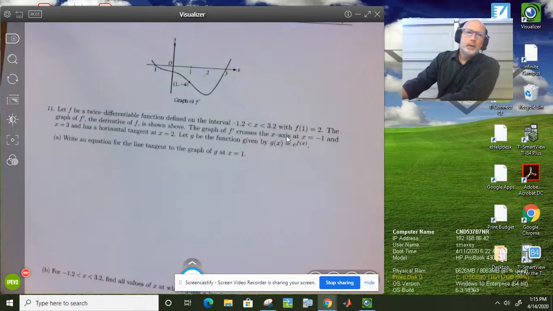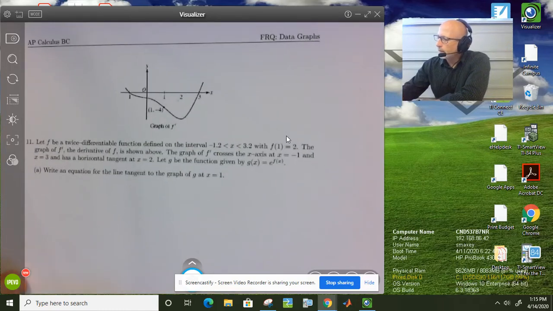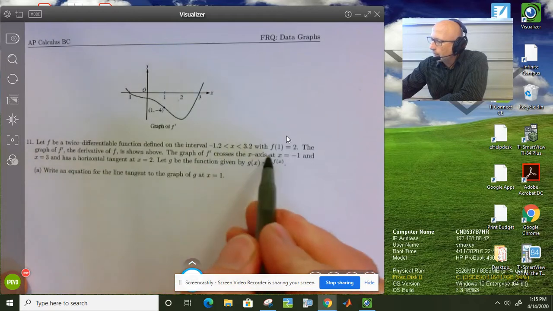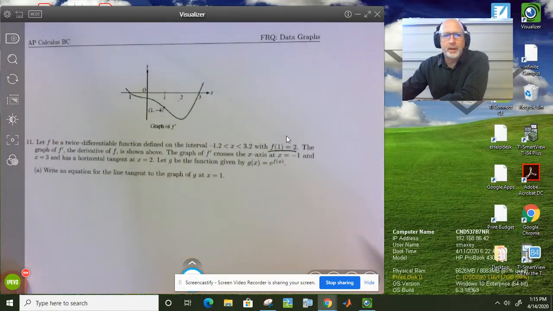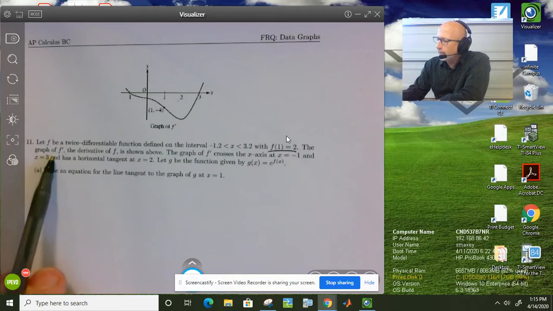Okay, and the last one. Let f be a twice differentiable function, so I'm able to take the derivative twice here, on the interval from negative 1.2 to 3.2 with h of 1 is equal to 2. First thing I think of is the first fundamental theorem of calculus. They gave me a point, they're asking me to find a point. That's just what I'm thinking. Okay. The graph of f prime, the derivative of f, is shown above.